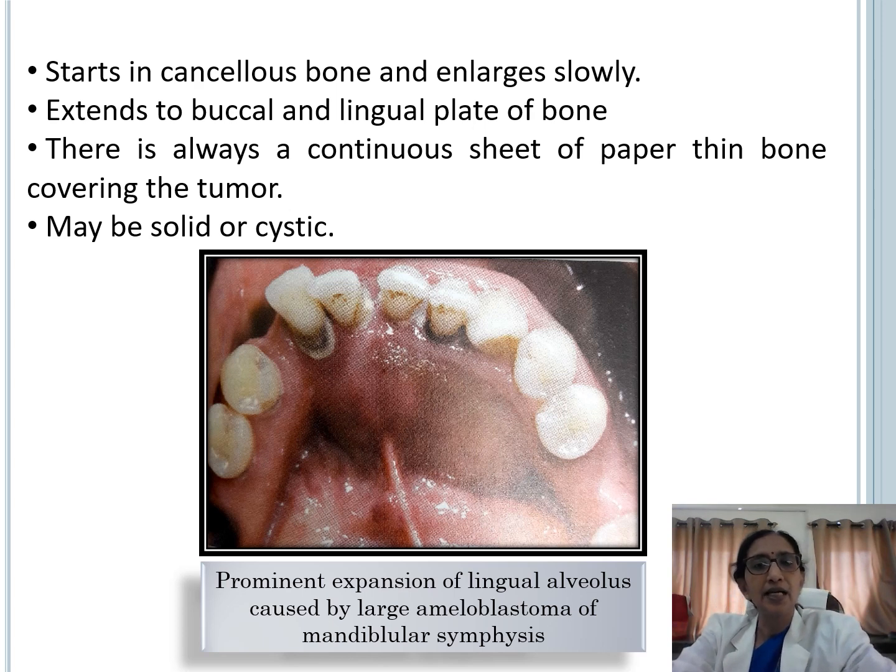It starts in the cancellous bone, enlarges slowly, and extends to the buccal and lingual plate of bone. There is always a continuous sheet of paper thin bone covering the tumor. The lesion may be solid or cystic. Here in the photograph you can see the lingual expansion of the lingual alveolus.